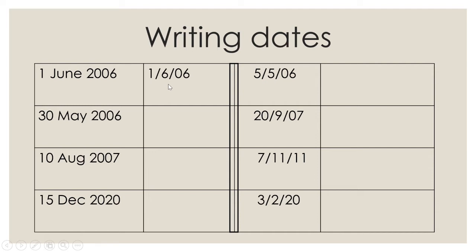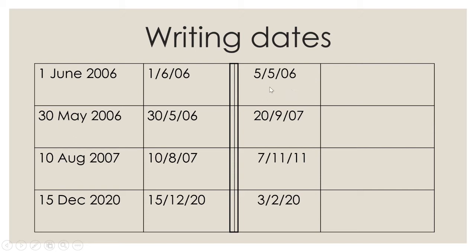So let us quickly go through this slide. 30th May 2006 is written as 30/5/06 because May is the 5th month of the year. 10th August 2007 is written as 10/8/07 because August is the 8th month of the year. 15th December 2020 is written as 15/12/20 because December is the 12th month of the year.